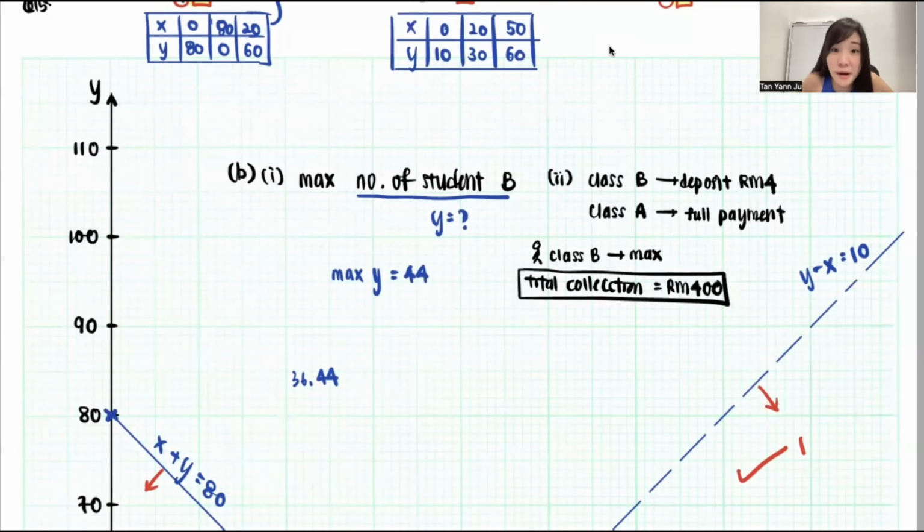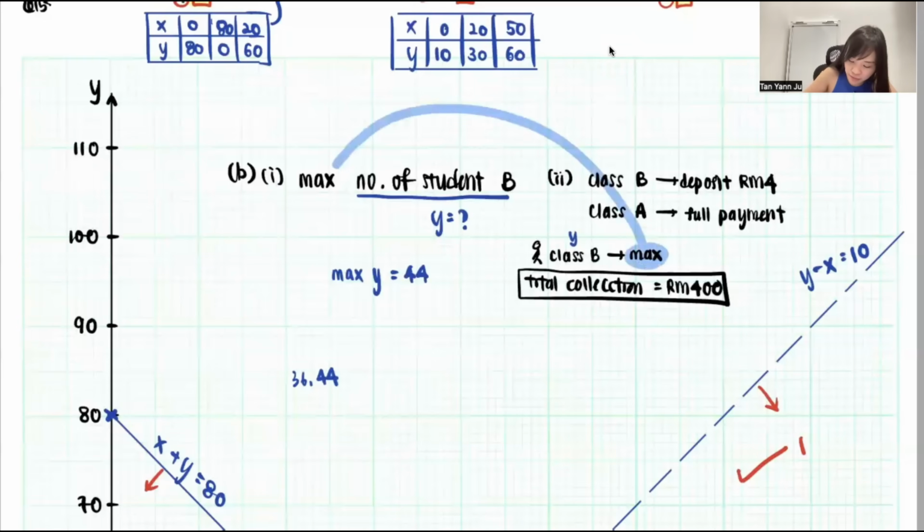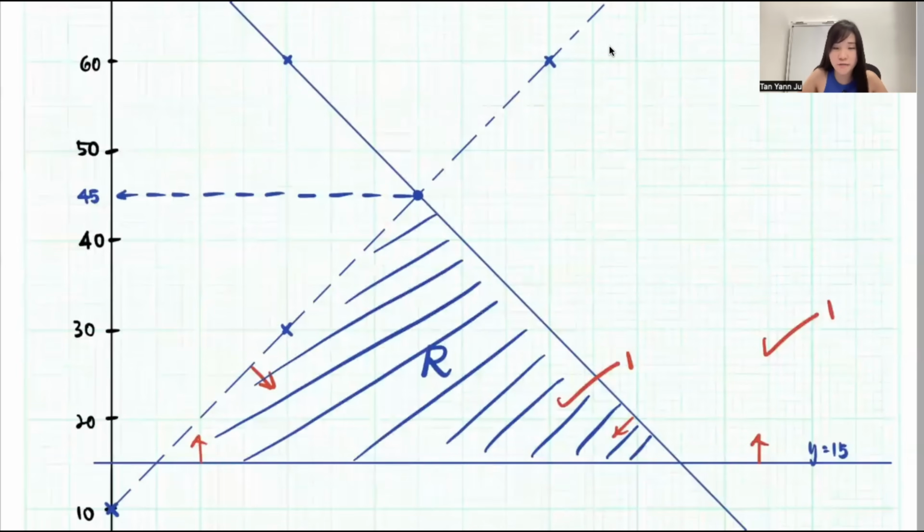Okay, let's concentrate on how many students first. Now they're talking about class B students being maximum. Class B students is Y. So your Y is maximum, which you just did. So we know the maximum Y is 44 students. When Y is 44, then what is my X? Look back to your graph. Everything needs to refer to your graph.